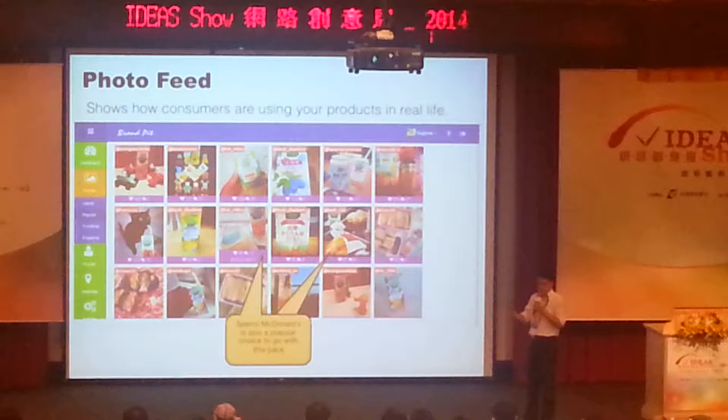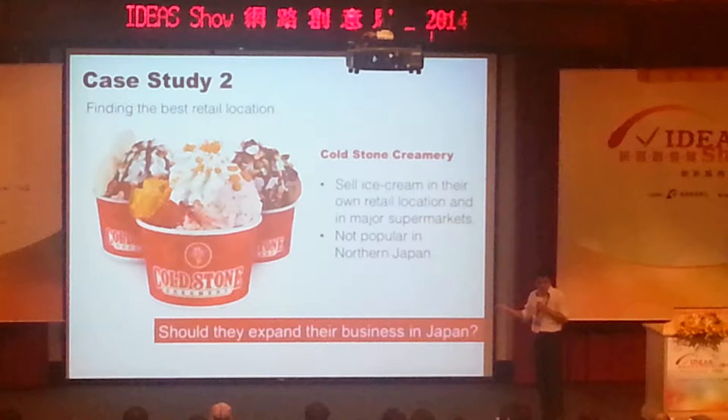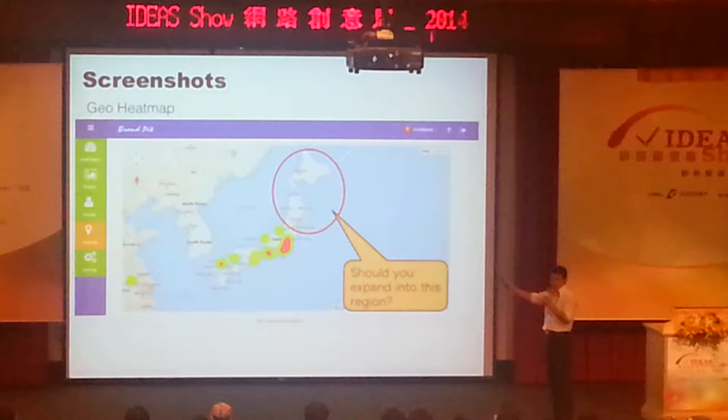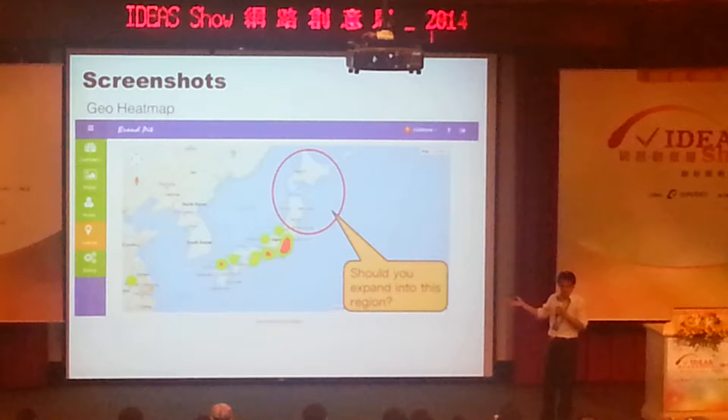Next, let's look at the case for Cold Stone. They sell ice cream, and they are quite popular among the southern region of Japan, which is the warmer region of Japan. As you can see from the heat map that we generated, they are actually literally missing half of Japan. Does it make sense for them to expand their business to that region? You don't know, because that region is very cold, so maybe it's because that it's so cold that people actually hate ice cream over there.